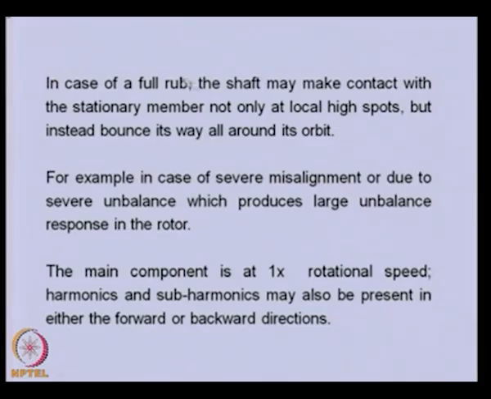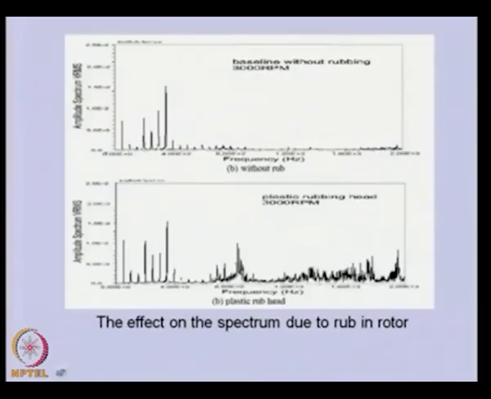In the case of full rub, the shaft may make contact with the stationary member not only at a local high spot, but instead bounce its way all around its orbit. For example, in case of severe misalignment or severe unbalance which produces a large unbalance response in the rotor. The main component is at 1x rotational speed. Harmonics and subharmonics may also be present in either the forward or backward directions because of the full rub.